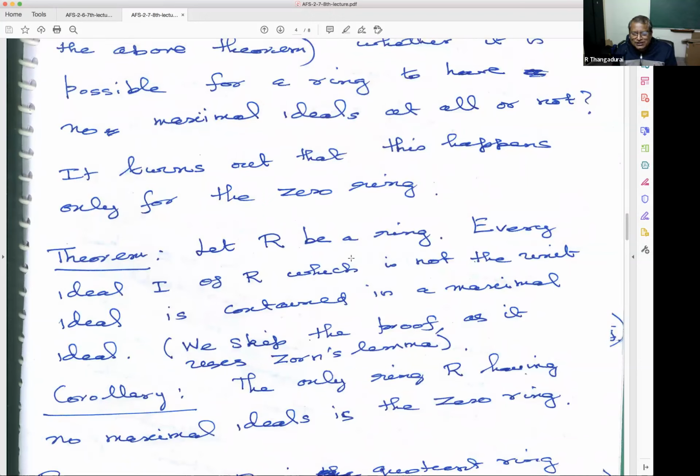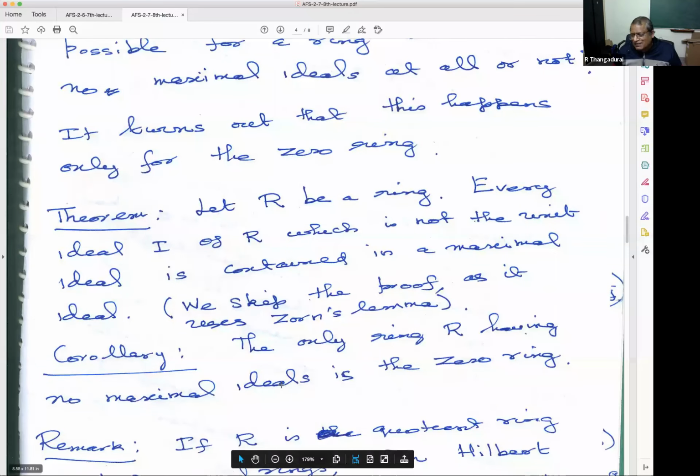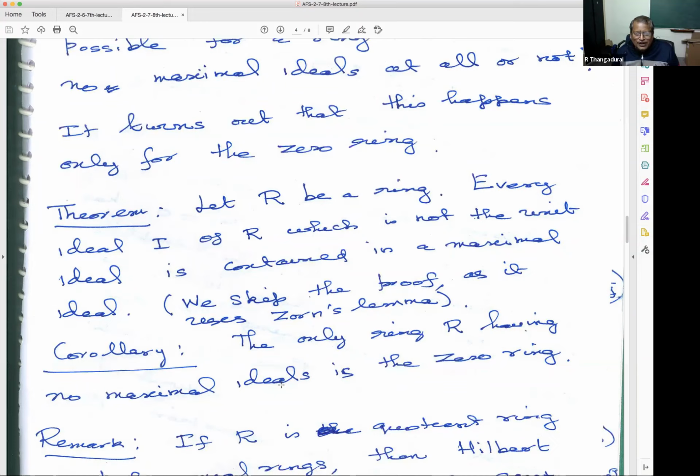Why is it a corollary to this theorem? Because only one element exists in the zero ring, and that is nothing but the zero ideal. The zero ideal is the same as the unit ideal because 0 equals 1. So 0 equals 1 means it is a unit ideal also. Therefore, we cannot apply the previous theorem. It has only one ideal, which is nothing but the unit ideal, zero ideal or unit ideal.